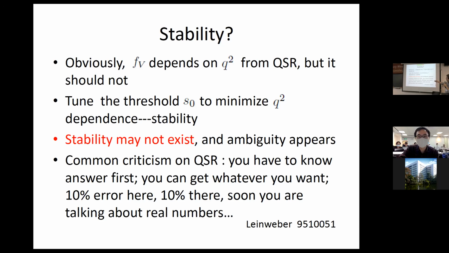So then you can see that I quoted this common criticism of QCD sum rule from this paper. It means that you have to know the answer first. It means that in fact the predictive power of QCD sum rule is not strong. So if you have data, then you can use the QCD sum rule to explain data. If there's no data, then you can get whatever you want, in principle. Because you rely on strong assumptions like quark-hadron duality, you have 10% error here, 10% error there. So you are talking about real numbers. So you can find these comments in this paper.